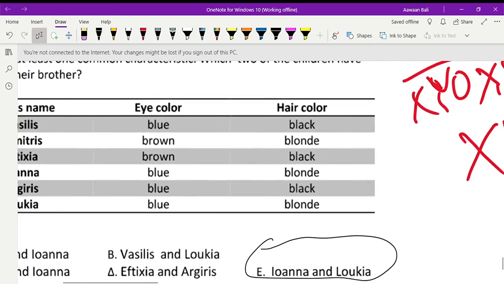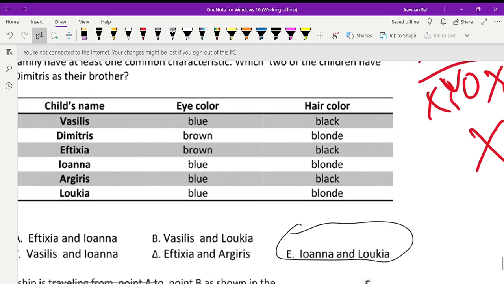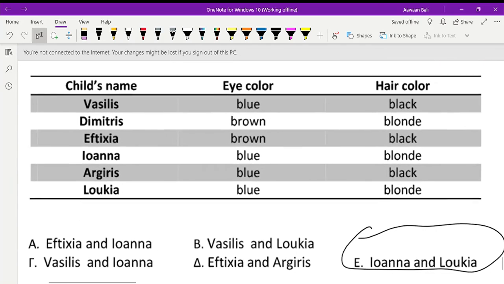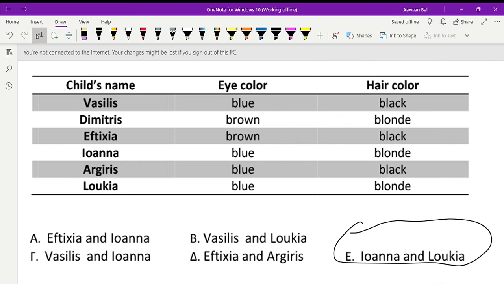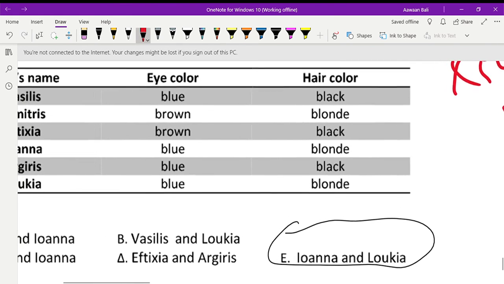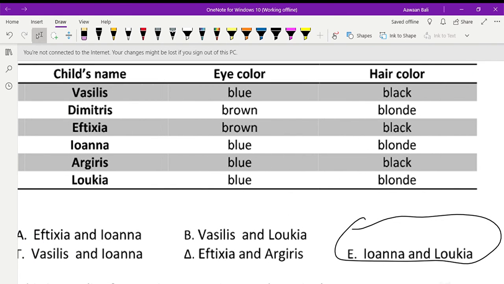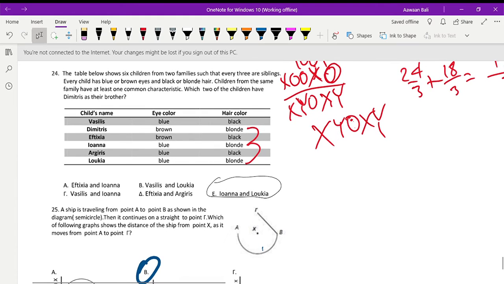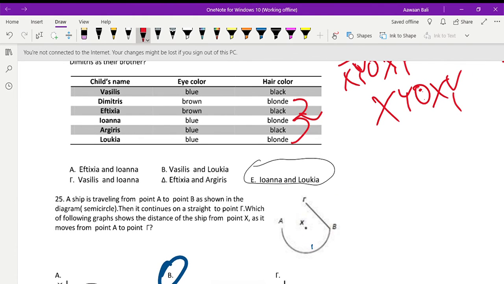If you look here, it's Ioanna and Lucia. Because if you look at the eye color, it's not exactly separated correctly. Like four people have blue and 2 people have brown. But if you look at hair color, it's separated exactly. 3 people are black, 3 people are blonde. So if we go according to that, that's Ioanna and Lucia. So therefore the answer is Eta.